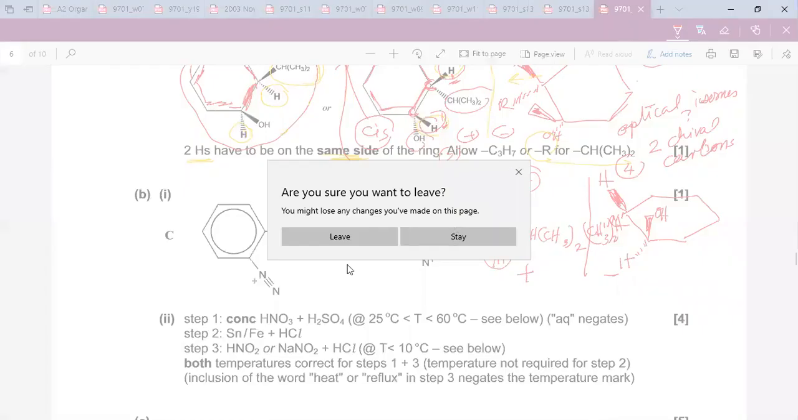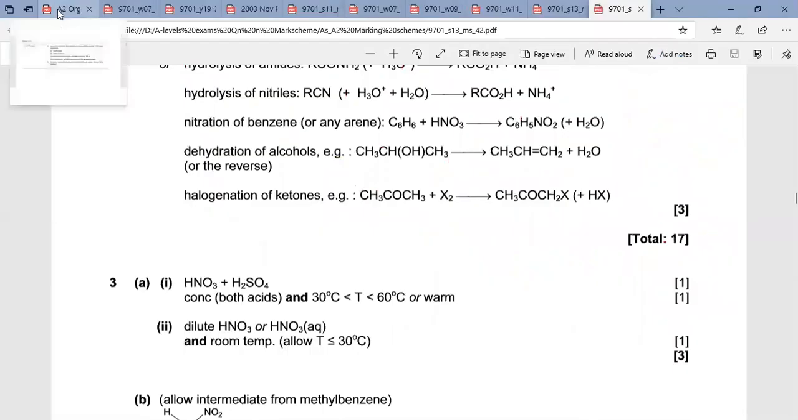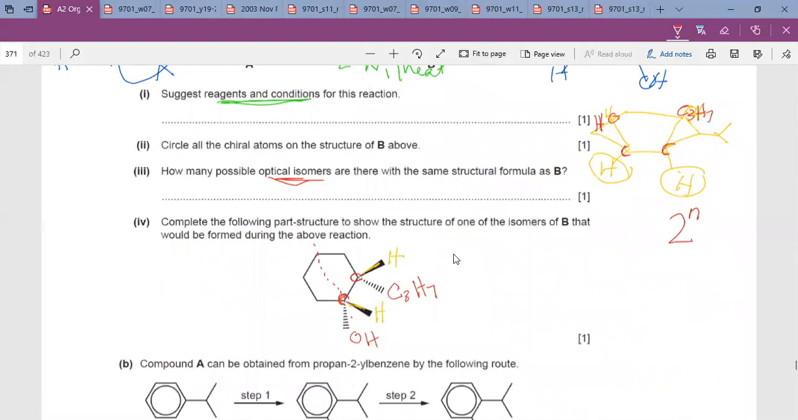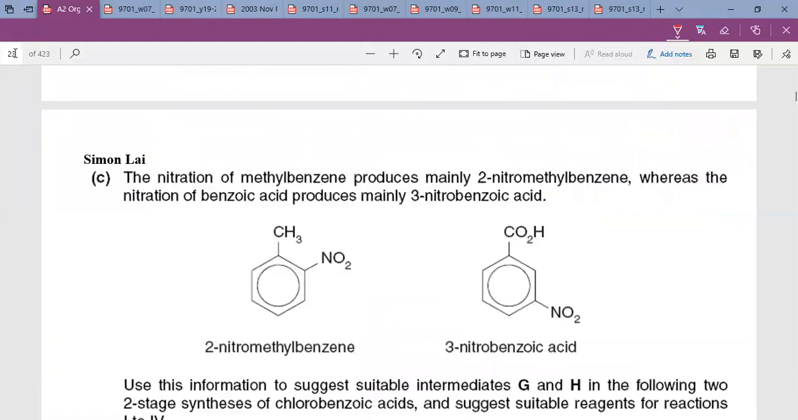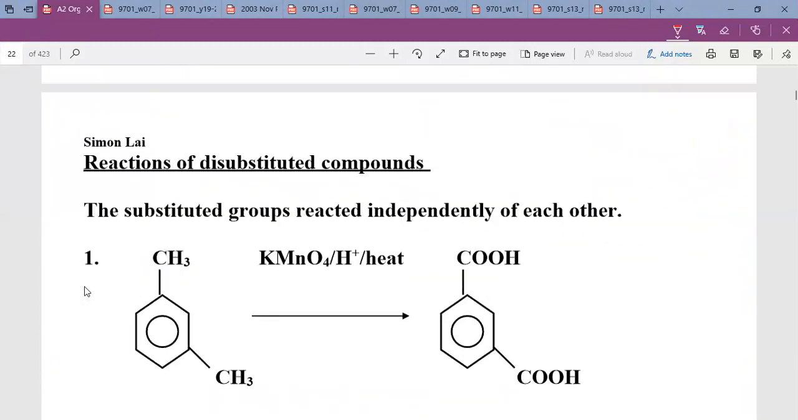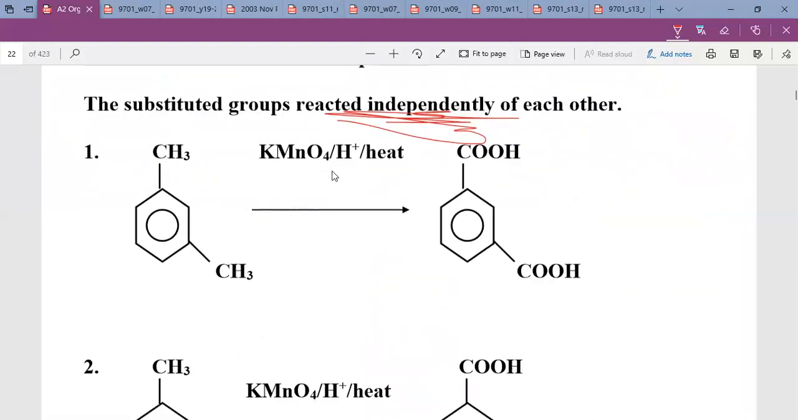Now the other thing I'm not happy with what I said was here. I want to go back to the independent reactions of your substituted groups. Here you can see if there are disubstituted groups, that means here got 2 CH3, CH3, they act independently of each other, which means if you put acidified KMnO4 as an oxidant, they both will undergo the same reaction to give you your carboxylic acid here.